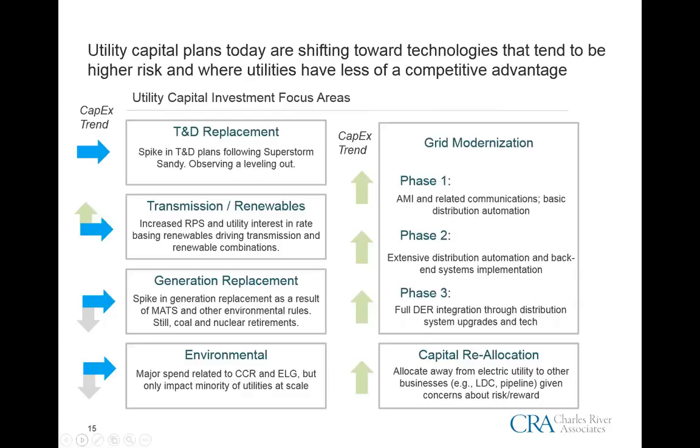But then you turn to the right side of this graphic and you look at grid modernization. And we break grid modernization into three categories: phase 1, 2, and 3.